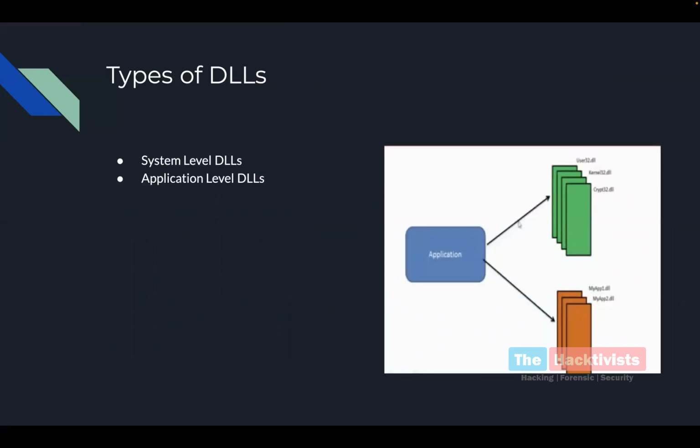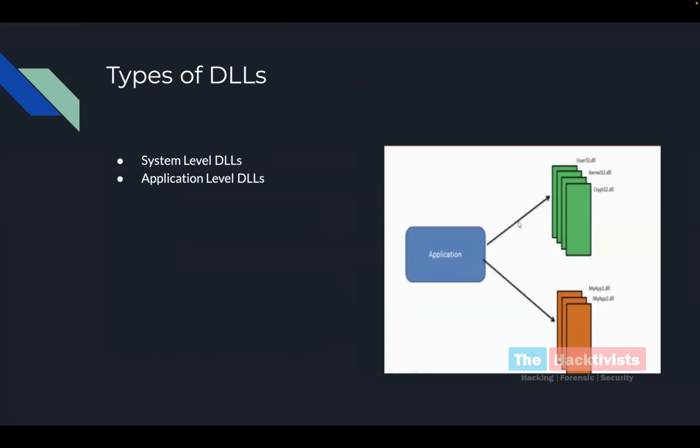Now there will be two types of DLLs: system level DLLs and application level DLLs. System level DLLs will be used by the application to access specific functionalities, basically to access the camera, microphone, keyboard, and any kind of system level permissions like creating a folder, deleting a folder, creating a file, deleting a file, all of those kinds of things.